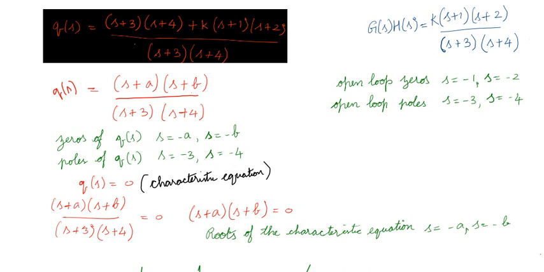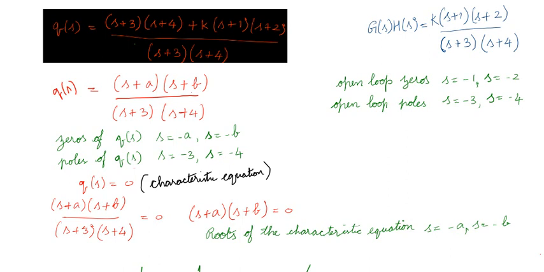Okay, right. Now we understand the relation between these two, G(s)H(s) and Q(s). The relation is that the open loop poles are the same as the poles of Q(s). This is the first point I want to stress here, right? The open loop poles of GH are equal to the poles of Q(s).